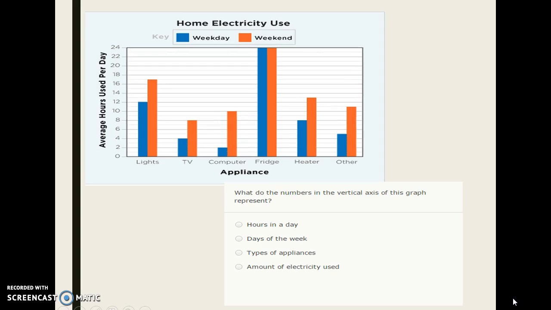What do the numbers in the vertical axis of this graph represent? Hours in a day, days of the week, types of appliances, amount of electricity used. Again, look at the vertical axis. The title says that it's the average hours used per day. Therefore, we know that these numbers from 0 to 24 are a list of the hours in a day.